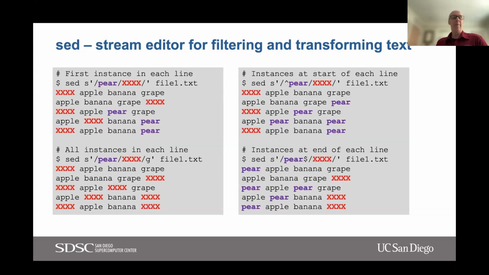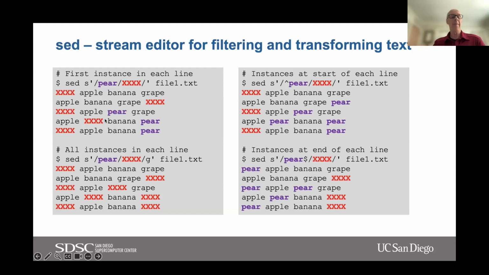So let's look again at the file1.txt, and let's say that we want to replace the first instance of pair in each of those lines with four capital X's. As we go through here, we'll see in the first line, pair was the first field, replaced with 4 X's. In the second line, pair was the last field, again replaced with 4 X's.